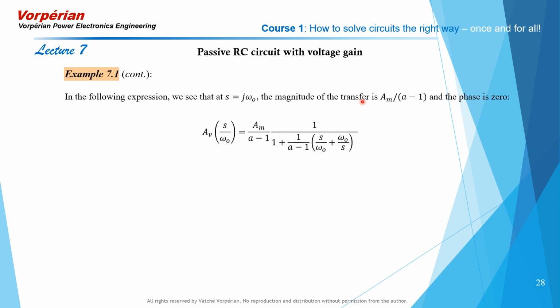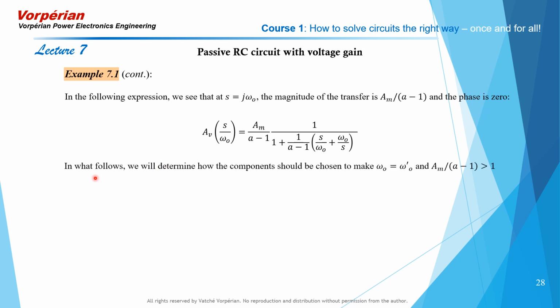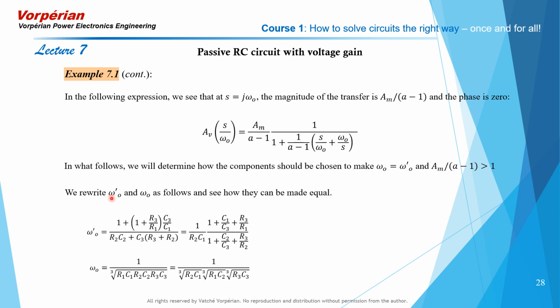In the following expression of the second order resonant bandpass transfer function, we see that at s equals j omega naught, the magnitude is AM over A minus 1, and the phase is 0. In what follows, we will determine how the circuit components should be chosen in order to make omega naught equal to omega naught prime and AM over A minus 1 greater than unity. We begin with omega naught and omega naught prime, whose respective expressions are given as follows.